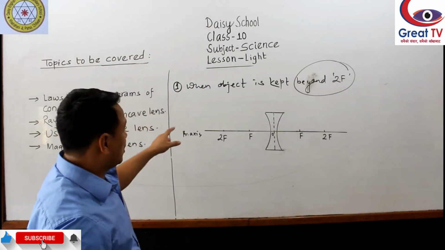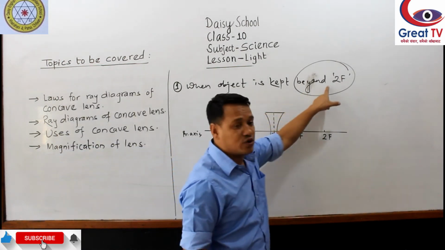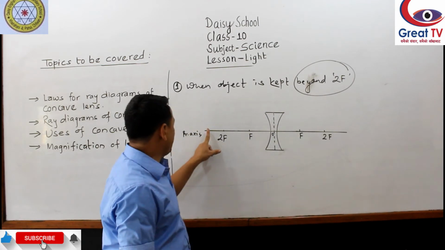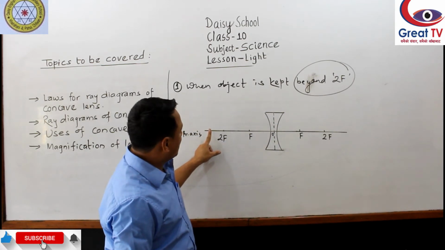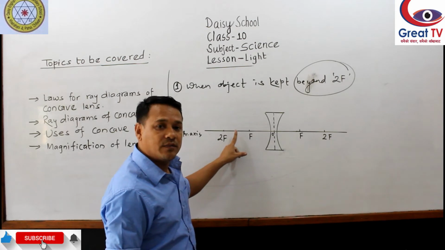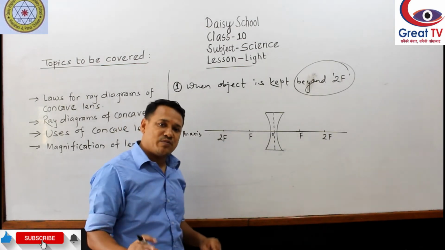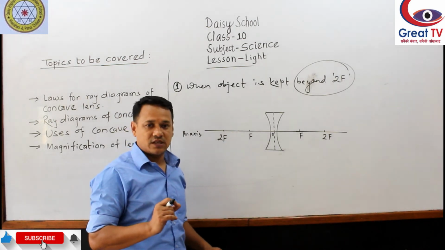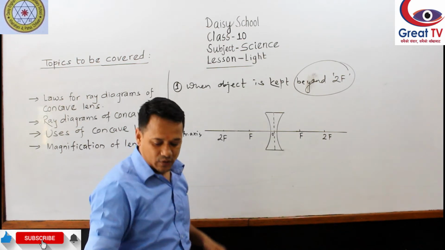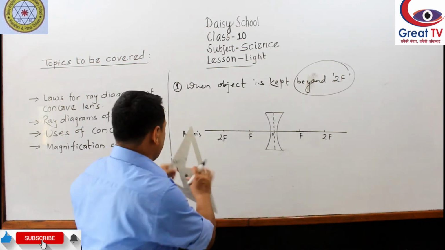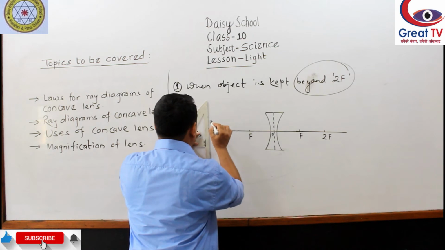Now, according to the question, when the object is kept beyond 2f, 2f is here, beyond 2f is here. But you can keep the object here also, here also. You find the same size of image, same nature of image. That's why we draw a single ray diagram of concave lens. So here I am going to keep the object beyond 2f.